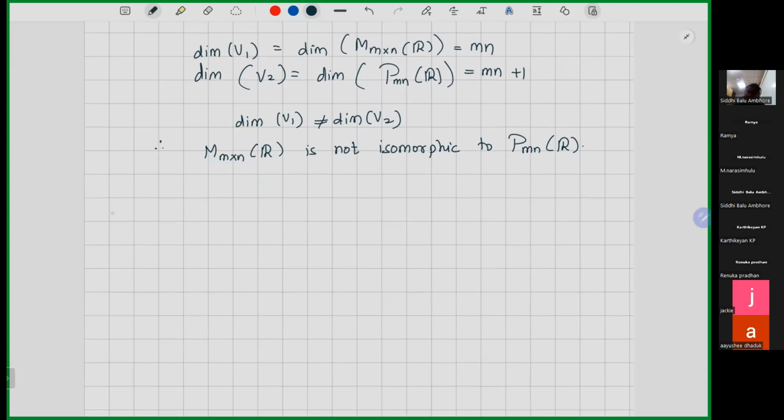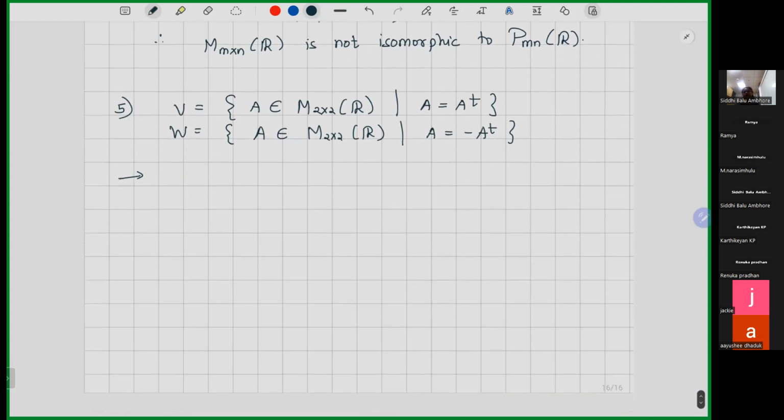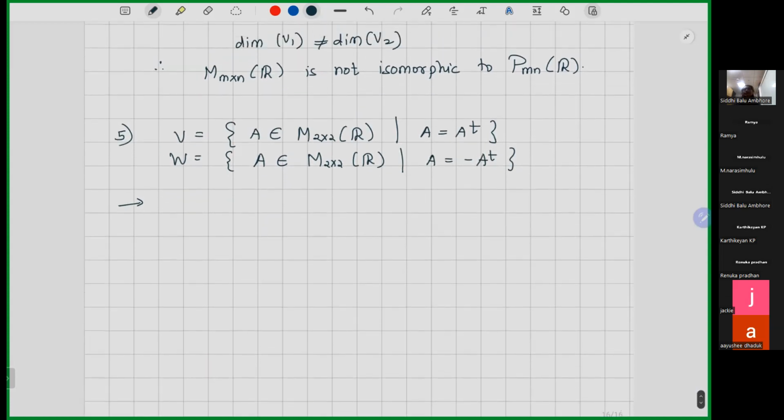And this is one more. So our V is now the set of A in M 2 cross 2 R, so we are back to M 2 cross 2, such that A is equal to A transpose. This is our V, and W is what? A in M 2 cross 2 R such that A is minus of A transpose. And what is your guess? Whether they are isomorphic or not? Okay, so what is your guess? These two are isomorphic or not isomorphic?